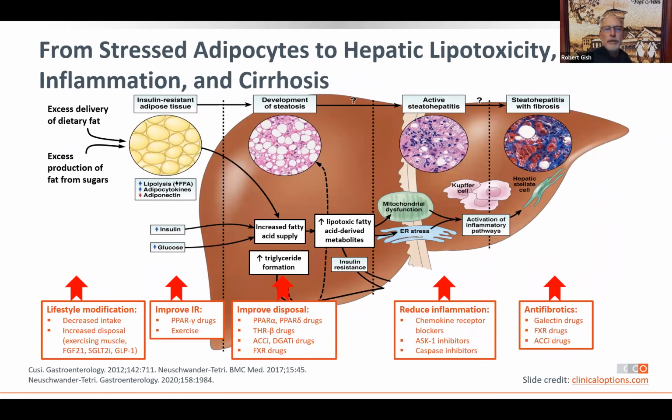These are stress adipocytes. These are what leads to hepatotoxicity, increasing fat supply, increasing triglyceride formation, increasing lipotoxic fat in the liver, but also in muscle. There's a lot of fat that goes into muscle tissue and can cause muscle toxicity as well. You have this ER stress, you have mitochondrial dysfunction, Kupffer cells become involved, and then hepatic stellate cells morph into myofibroblasts. A lot of drugs down at the bottom that are listed off, some of which are still in development.